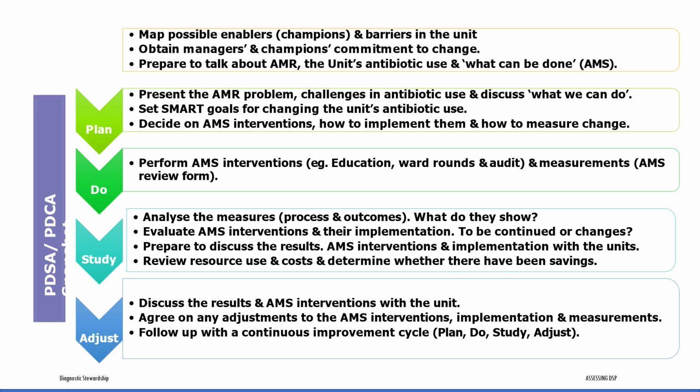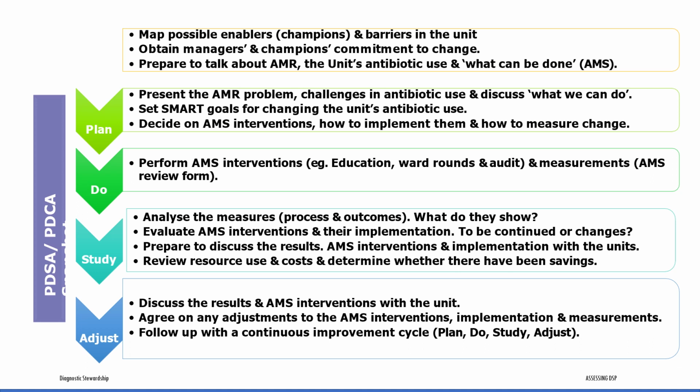First, plan. Map the possible enablers or champions and barriers in the unit. Often managers and champions commit to the change. Prepare to talk about the resistance, the usage of antibiotics, and what can be done for the program. Present the AMR program challenges and discuss what we can do. Set SMART goals. Decide on the interventions, how to implement, and how to measure change.